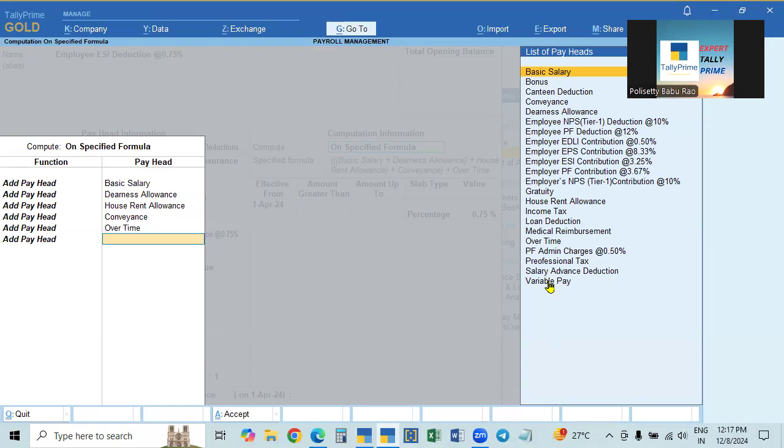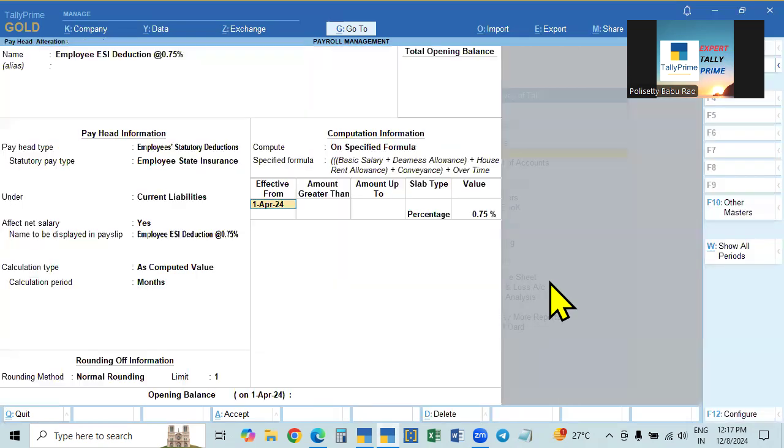This variable pay is not a regular income because the employer may pay or may not pay. So that is why this variable pay will not be taken, though some people do take it also. We will not take it. Okay, so here is the end of the list.